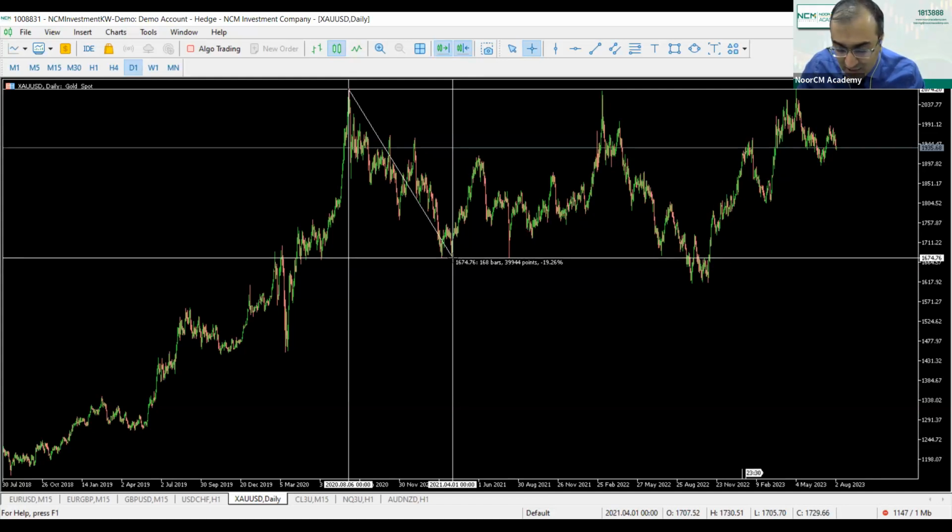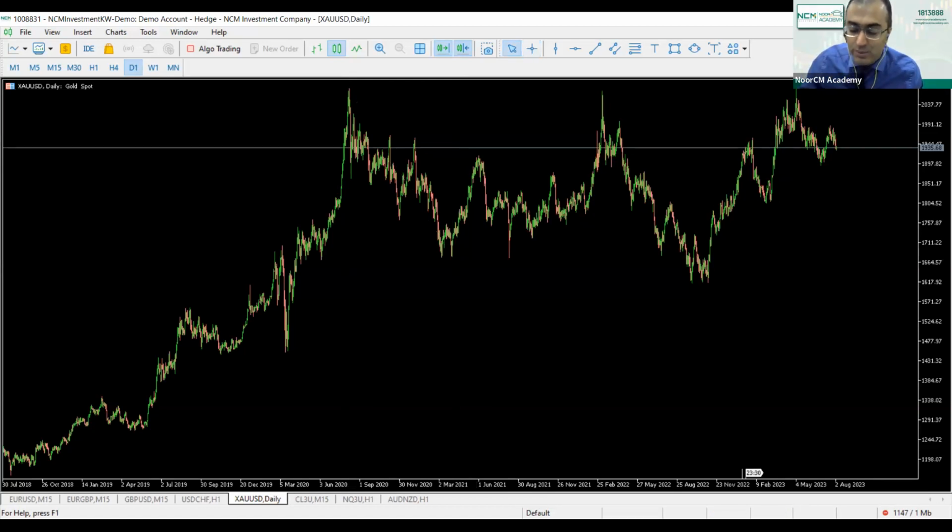And now in the center, where it says 39944 points, this is actually 3,994. Okay, do correct this. You remember, we removed the last digit. So it fell by 3,994 points.